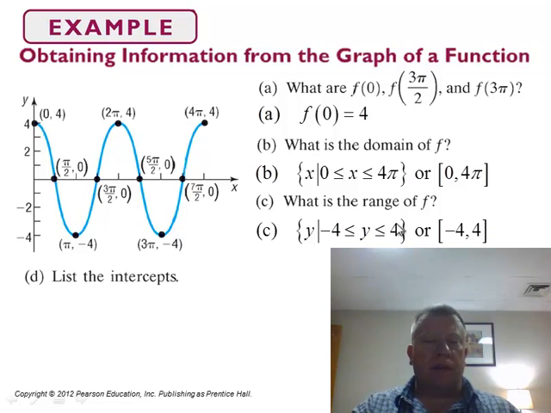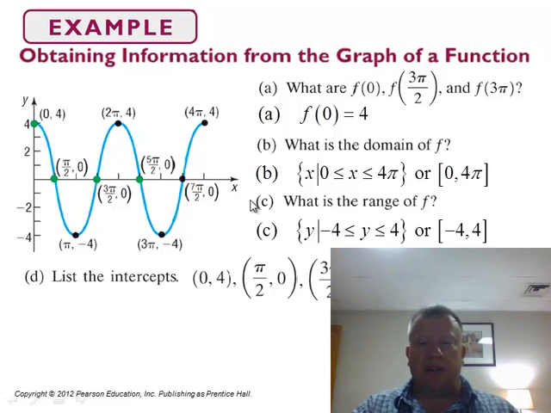How about the intercepts? Are there any intercepts? Well, the y-intercept is going to be (0, 4). And then the x-intercepts are this one here, (pi over 2, 0), (3 pi over 2, 0), (5 pi over 2, 0), and (7 pi over 2, 0). So those are the 4 x-intercepts that I see. So here are 5 intercepts.